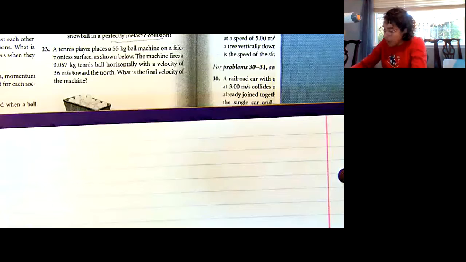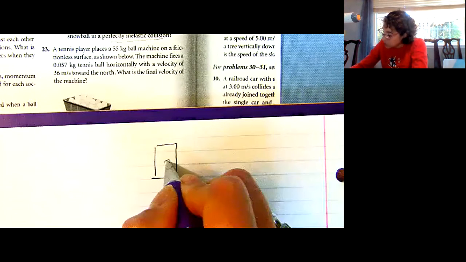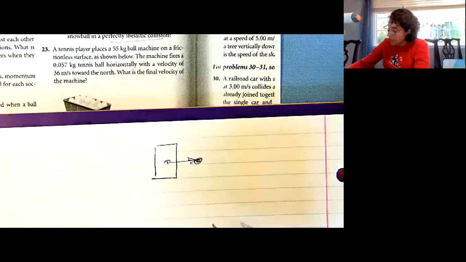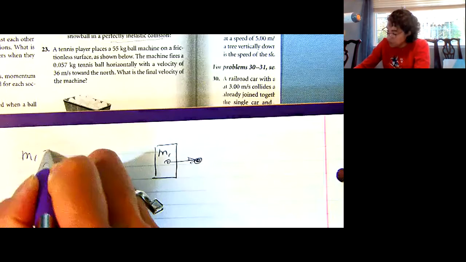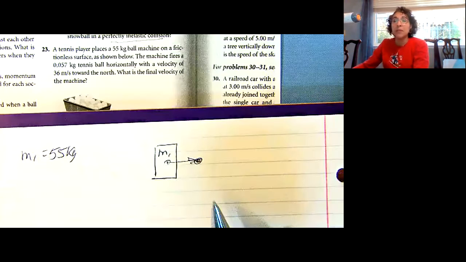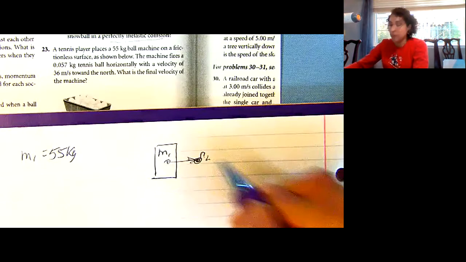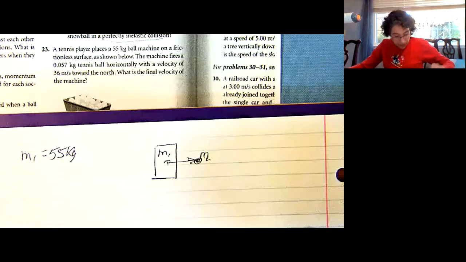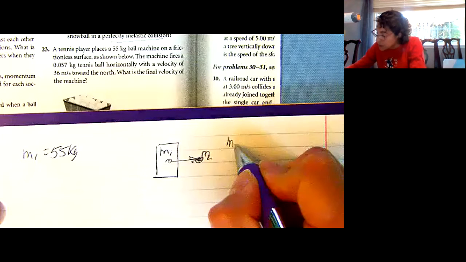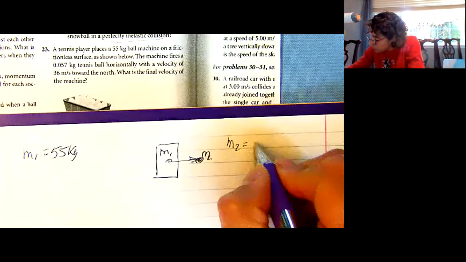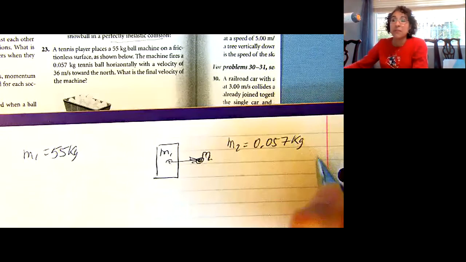All right, so I have the mass of this thing, which is going to be shooting out balls. Let me show you a box here. We're going to call this mass 1. The mass 1 is 55 kilograms. But then it shoots this ball, so I'm going to call this mass 2. The mass 2 is the ball, 0.057 kilograms.